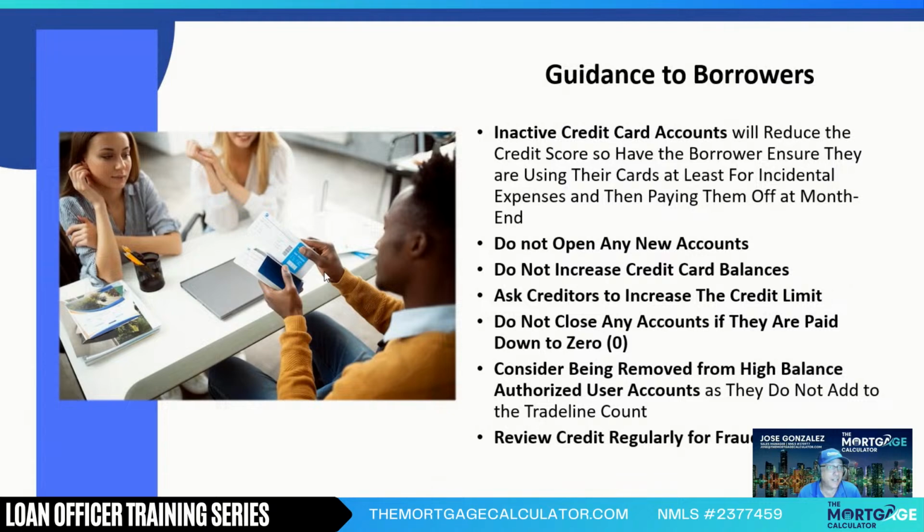Here's one that I've been able to take advantage of a few times. Have the borrower consider being removed from high balance authorized user accounts. Those don't add to their trade line count. People just have them because they may help your credit score. However, if the authorized user account that you're on is maxed out, then you're defeating the purpose there.